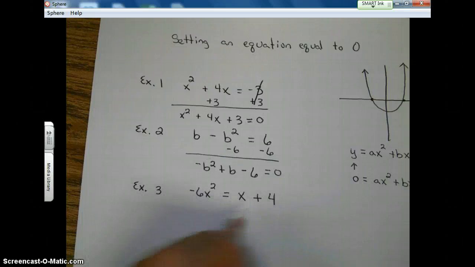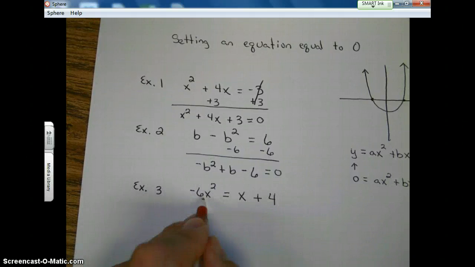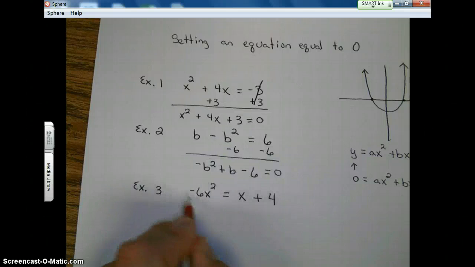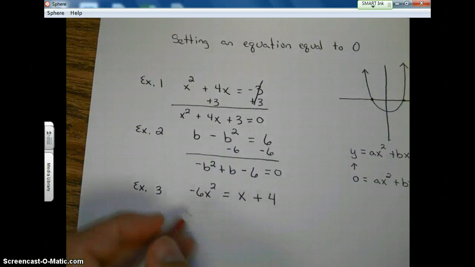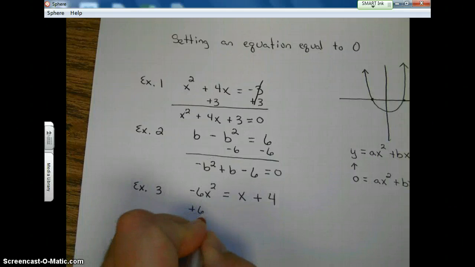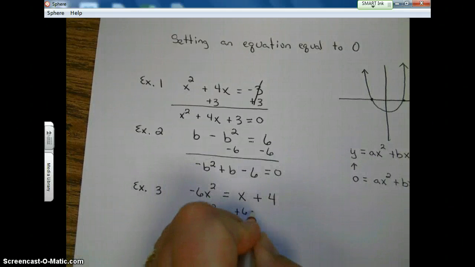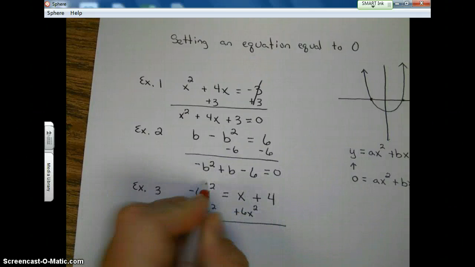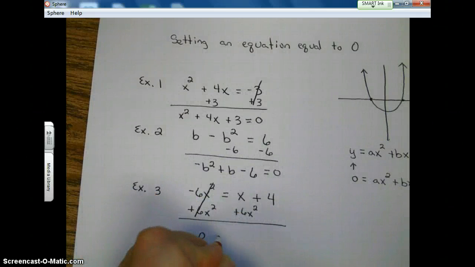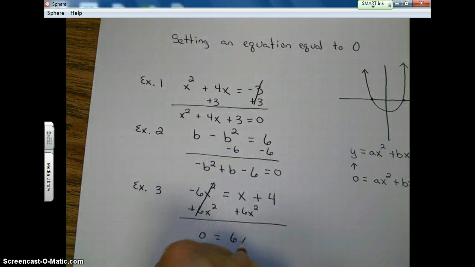Okay, number 3, we have a couple items here on the wrong side. So we're going to move them over here with the 6x squared, or we could move the negative 6x squared over here on this side. And you know what, let's do that. I like the idea of having that x squared term being positive. It doesn't have to be, but let's go ahead and do that. If I add 6x squared on both sides, we get 0 on the left, and then we put them in order. So 6x squared plus x plus 4.